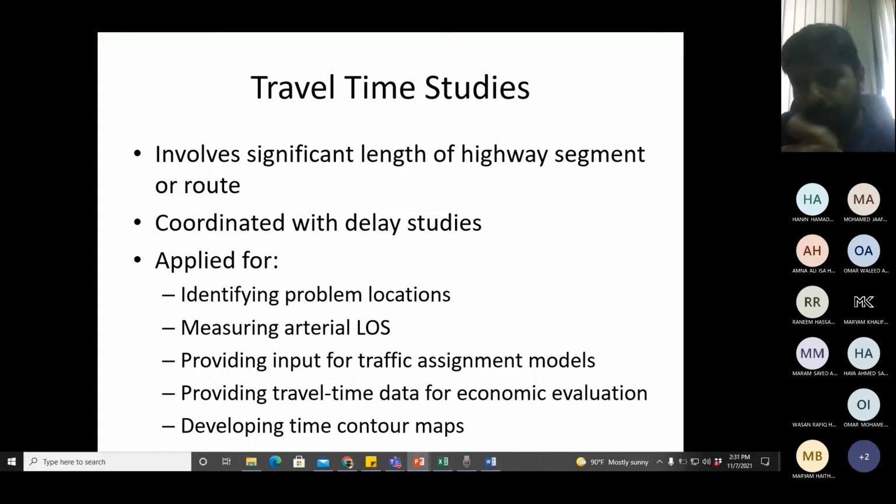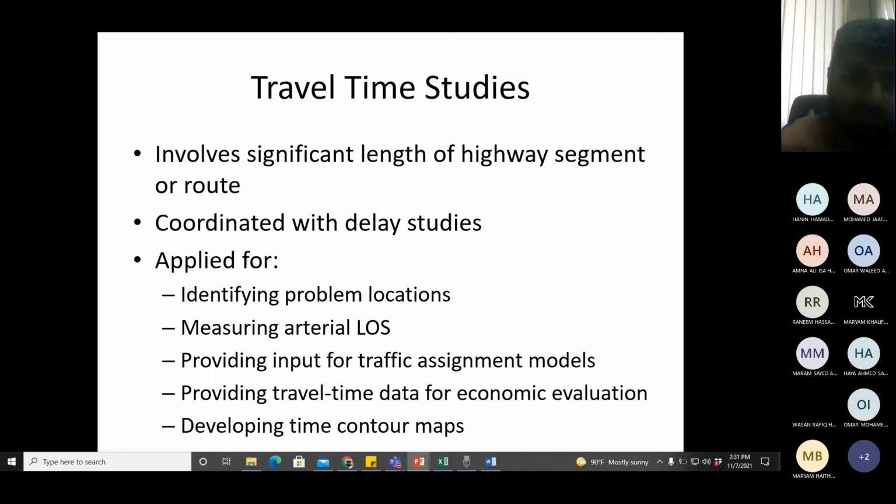So 10 into 10,000 is 100,000. Every day you will save 100,000 minutes for the drivers. Then you can convert these minutes into money for economic evaluation. Each minute is, let's say, 100 fils, or 200 fils or 500 fils, whatever. So reduction in travel time is one of the major economic justifications for improving or constructing highways.